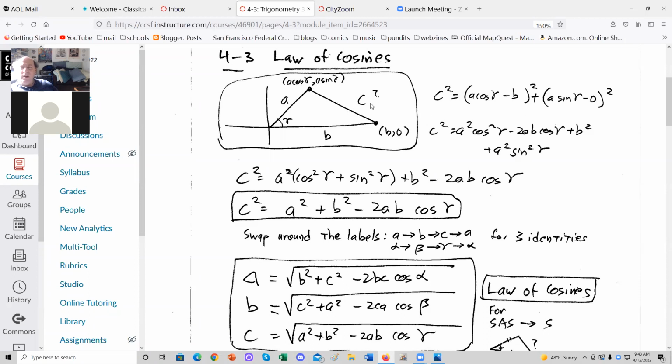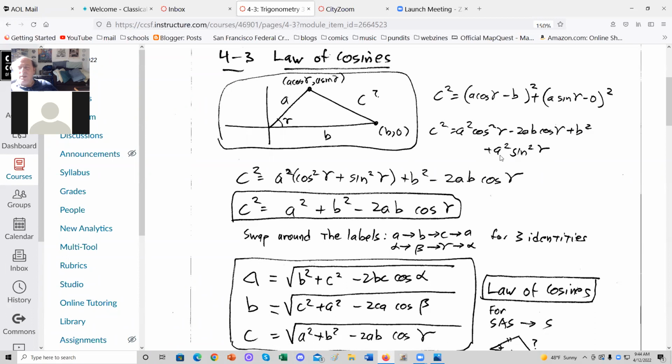So c squared equals the sum of the squares of the differences: a cos gamma minus b, all squared, plus a sine gamma minus 0, all squared. So here we have an equation which we proceed to simplify. The square of this difference is square minus twice product plus square: a squared cos squared gamma minus 2ab cos gamma plus b squared. This minus 0 just goes away, and so square that, get a squared sine squared gamma.